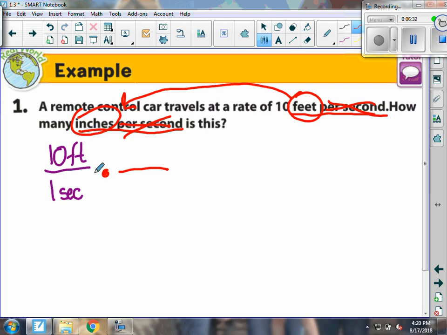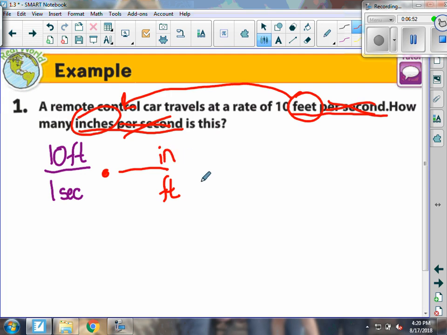So in order to do that, I have my feet on the top here. I'm going to write feet on the bottom, and there's a reason for that. I'll go over it in just a moment. Now what do I put on the top? What are we changing it to? We're changing it to inches. So that's what goes on the top.